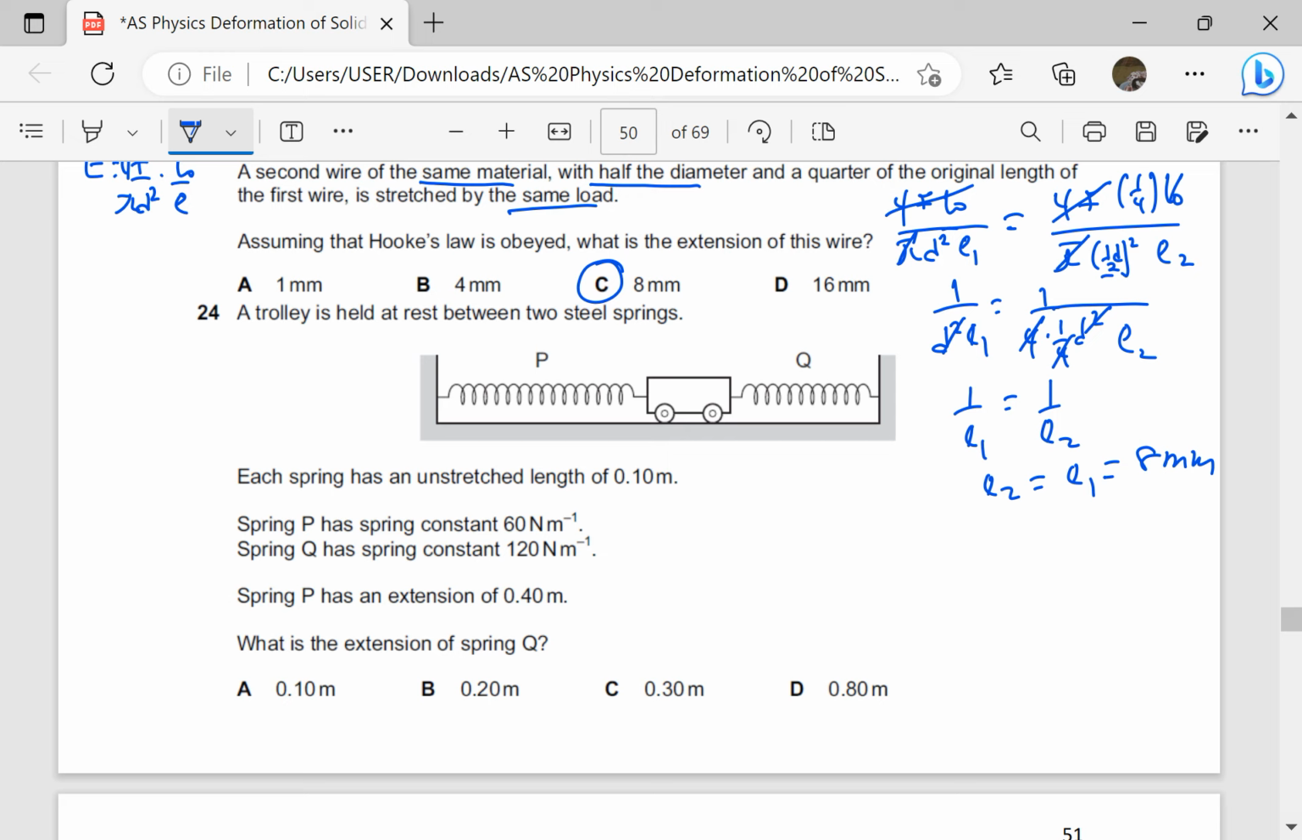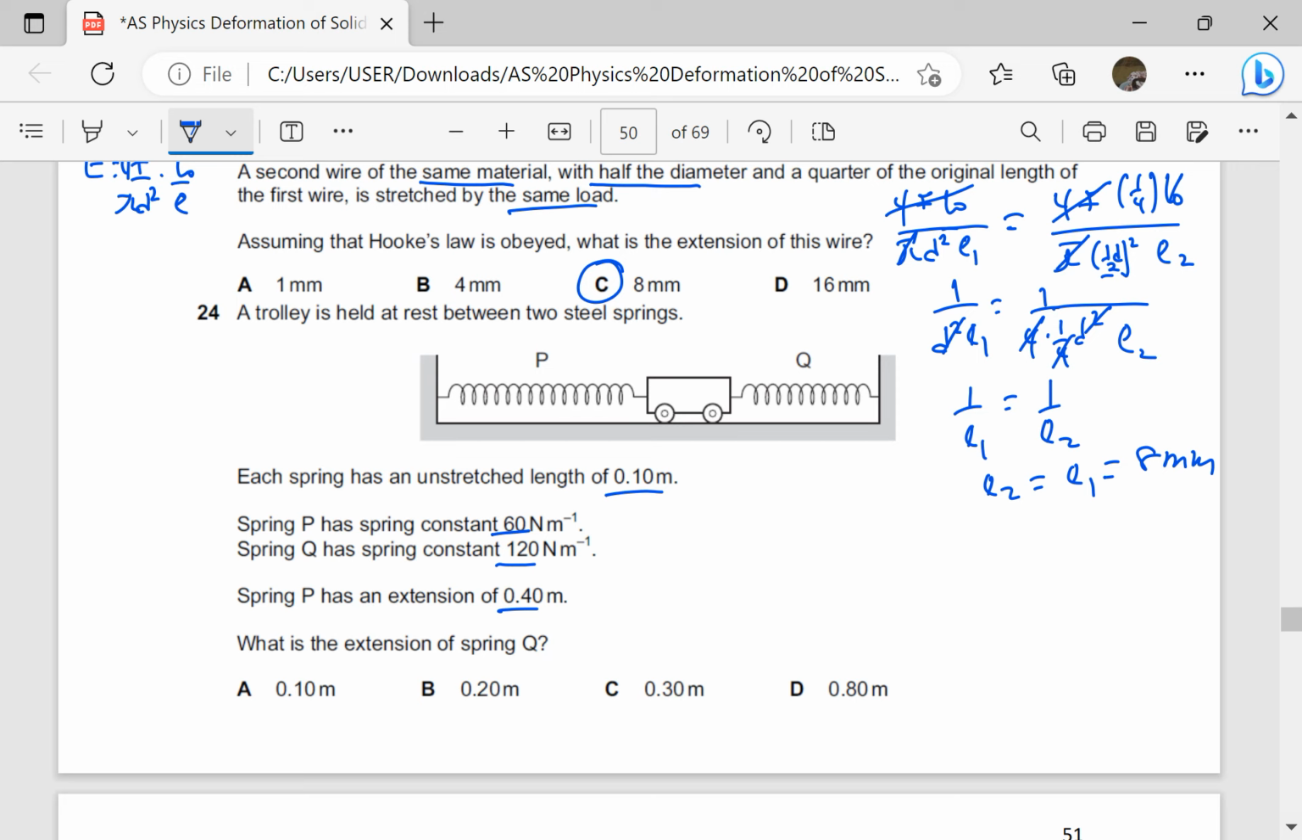A trolley is held at rest between two steel springs. Each spring has an unstretched length of 0.1 meters. Spring P has spring constant 60 newtons per meter. Spring Q has spring constant 120 newtons per meter. Spring P has extension of 0.4. What is the extension of the spring Q?